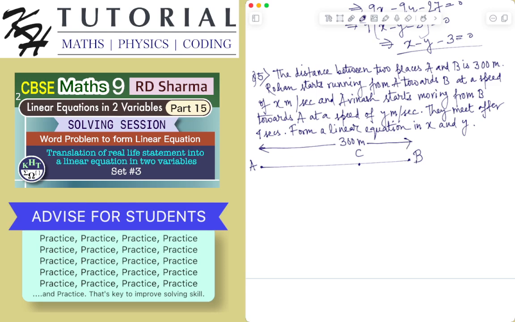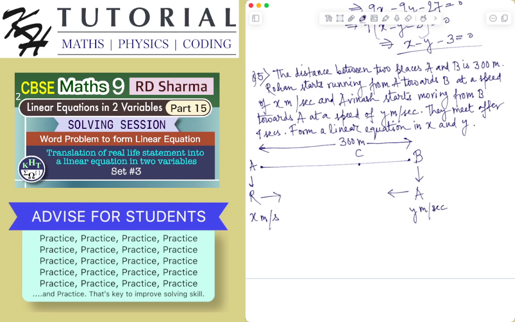So Rohan starts moving from A towards B, and Avinash starts moving from B towards A. The speed of Rohan is given as x meter per second, so the variable x is denoting the speed of Rohan, and Avinash is running from the place B towards A with a speed of y meter per second. So the variable y is denoting the speed of Avinash.